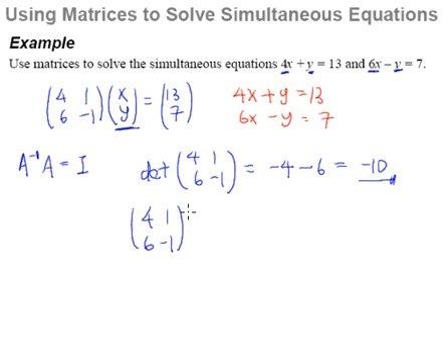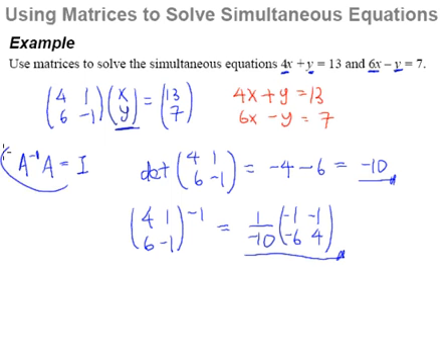So the inverse of this matrix will be 1 over the determinant, multiplied by, remember, A and D will swap places, and of course the B and C will then become negative. So this is our inverse matrix of this 4, 1, 6, negative 1. Now, what good does it do, we may ask?